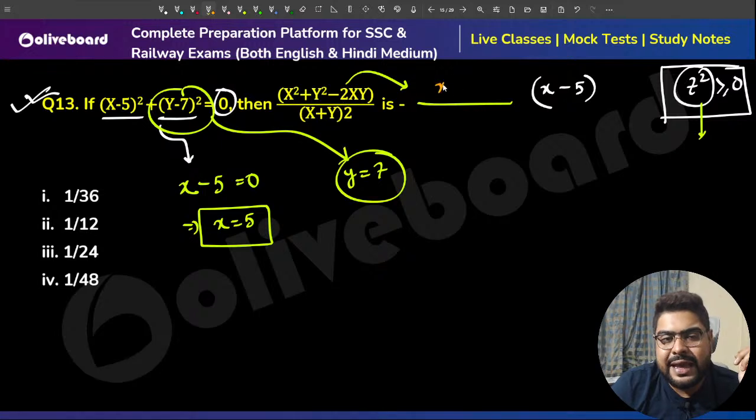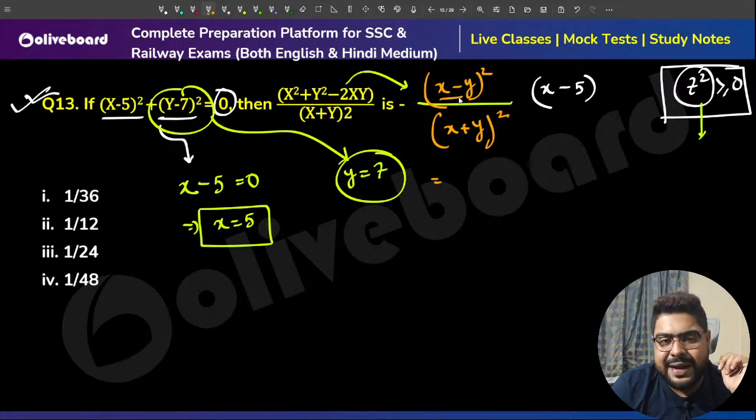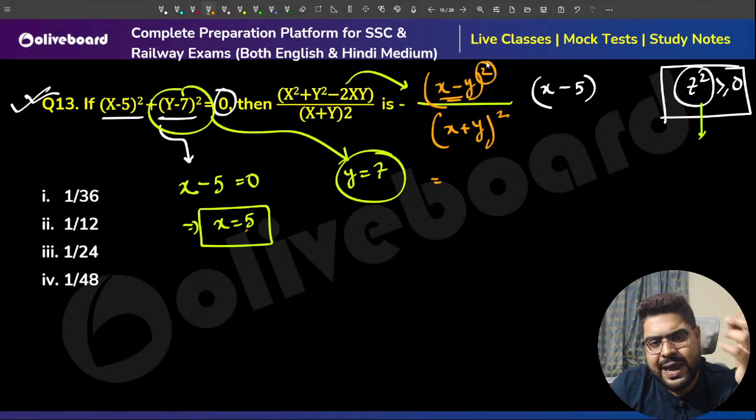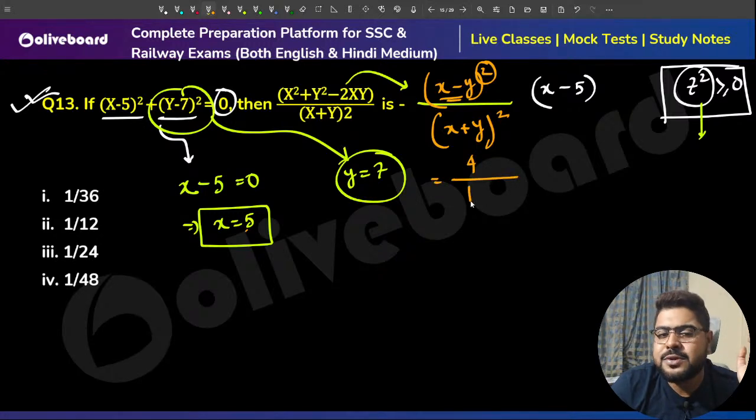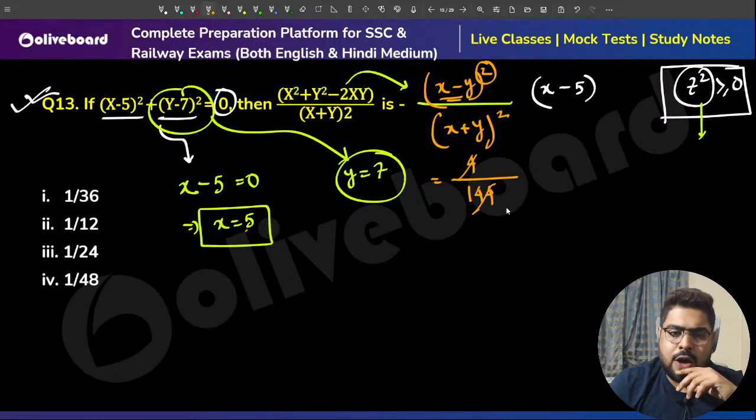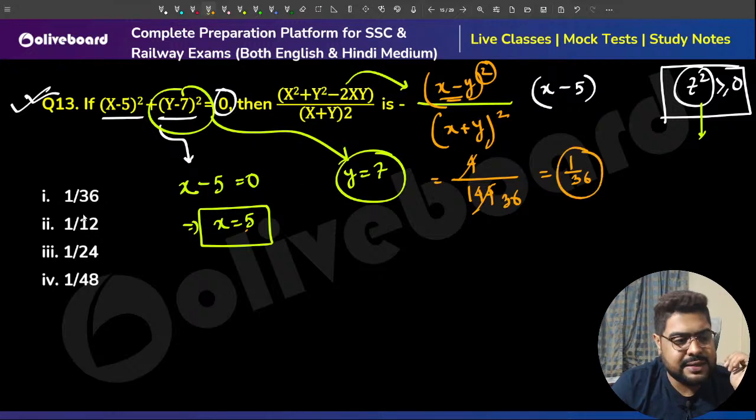So this is x minus y whole square, by this is x plus y whole square. Right, sir? x minus y is how much? We'll say 5 minus 7, minus 2. Now square is there, so minus 2 squared is 4. And this is 12 squared, 144. So how much is 4 by 144? 1 by 36 is the answer, option number 1.